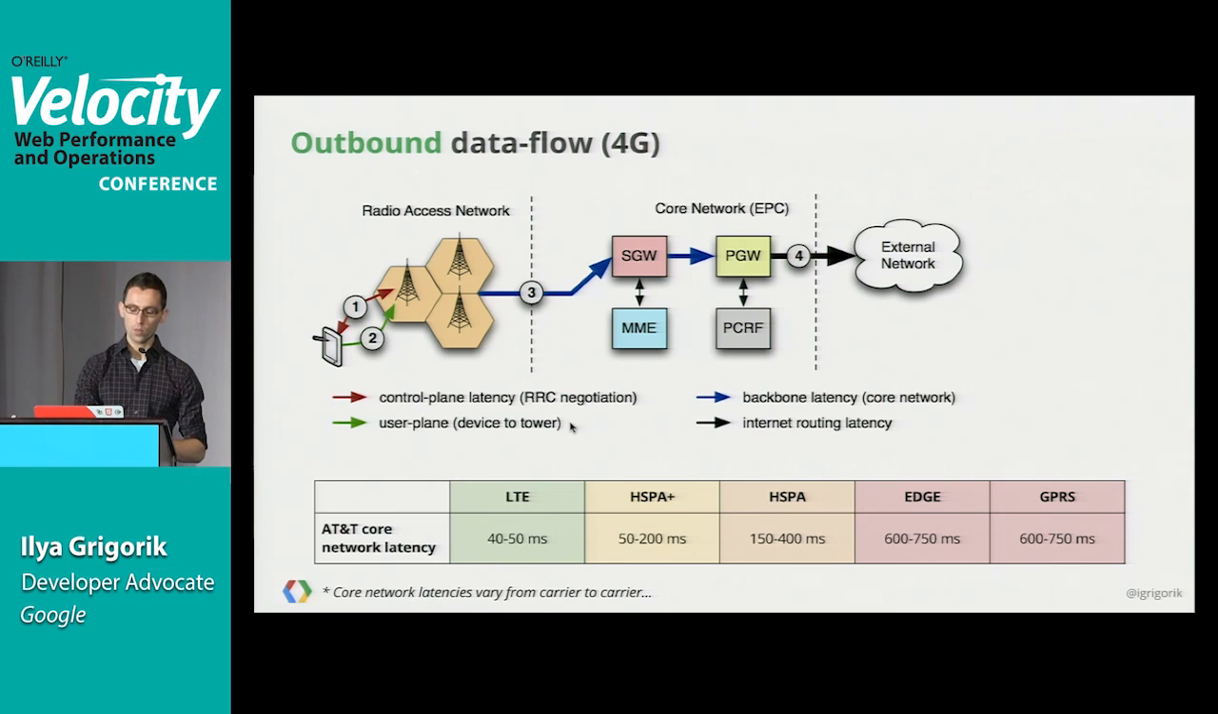And if you look at some of the numbers that, for example, AT&T shares for their core network infrastructure, here you can see that numbers are getting better, especially with LTE. We have about 50 milliseconds, right? So this is the latency just for the core network. This is between your phone and hitting the external packet gateway on the core network. So that's 50 milliseconds, right? And that's very optimistic. That's the latest 4G technologies.